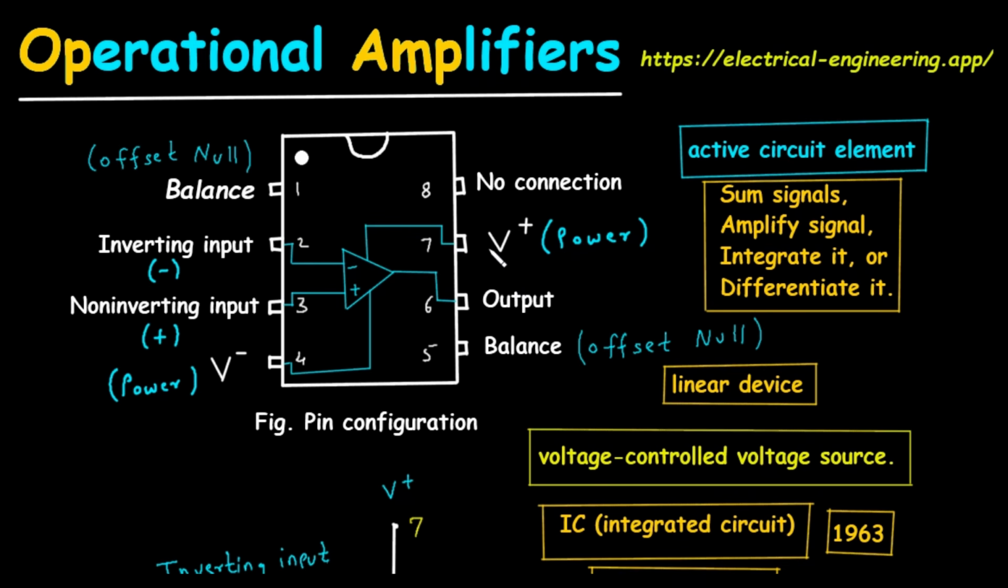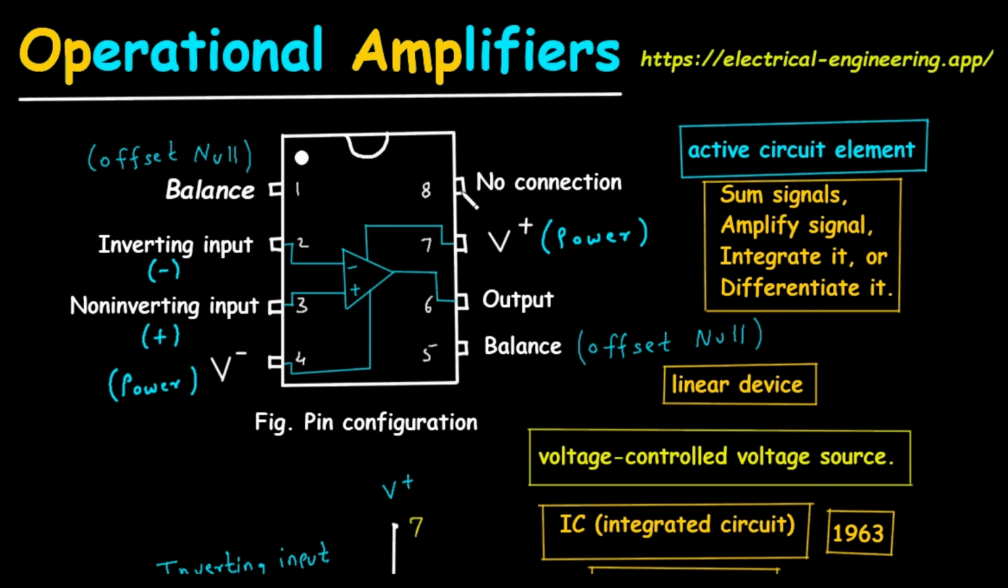Then next is pin number 7. So this pin number 7 is for positive power. That means here we have to connect the positive terminal of the battery, and here we have to connect the negative terminal of the battery. So this is the positive power supply connection, typically connected to a positive voltage like plus 15 volt. So we have to connect it to a plus 15 volt battery.